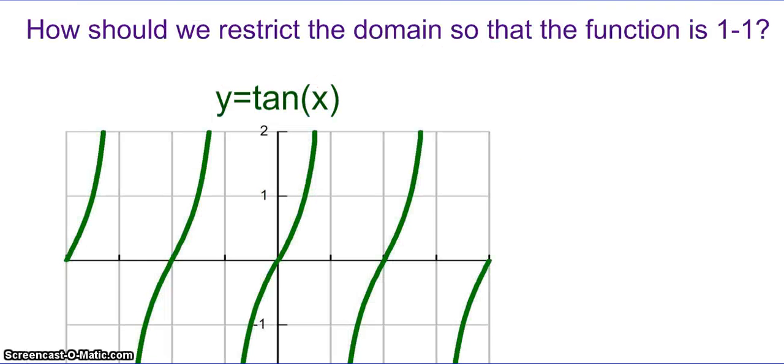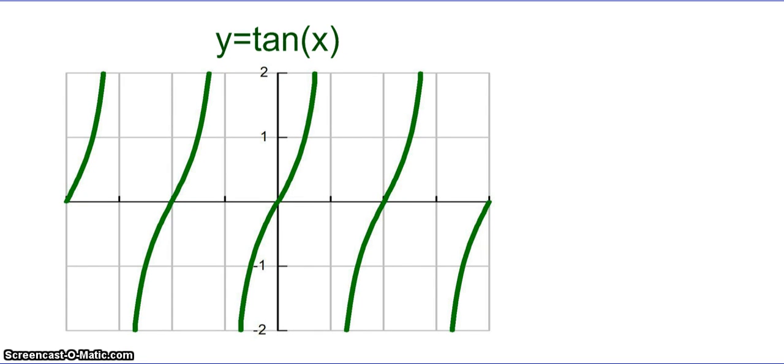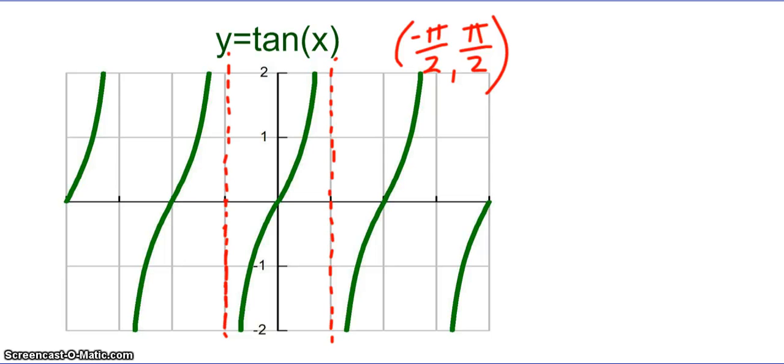If we look at tangent, so again here, look at the function. How should you restrict the function so that it covers the entire range of tangent and is 1 to 1? So pause the video, mark where you think, and then unpause when you're ready to check. So here we'll restrict it from negative pi halves to pi halves, just like what we did with sine. However, now we do not include the negative pi halves and pi halves because those are asymptotes.